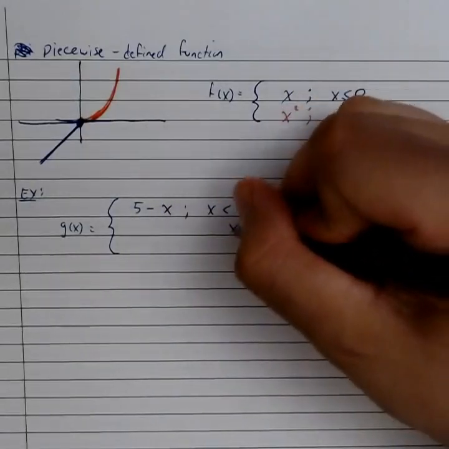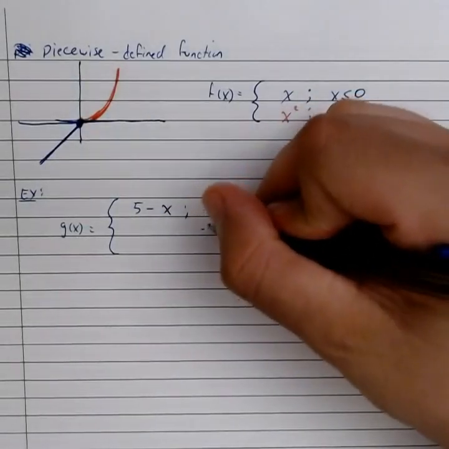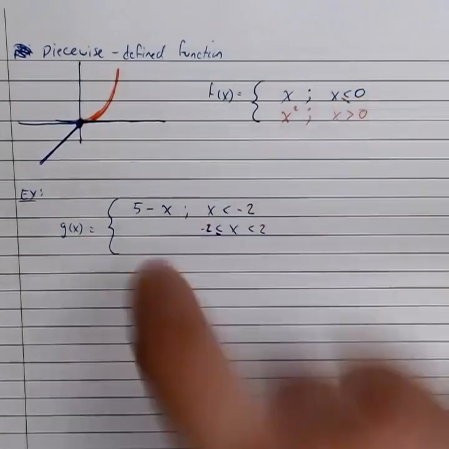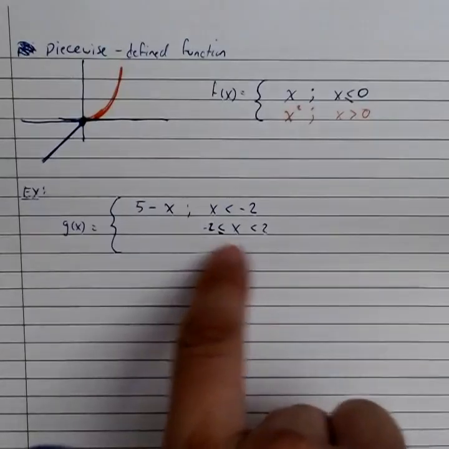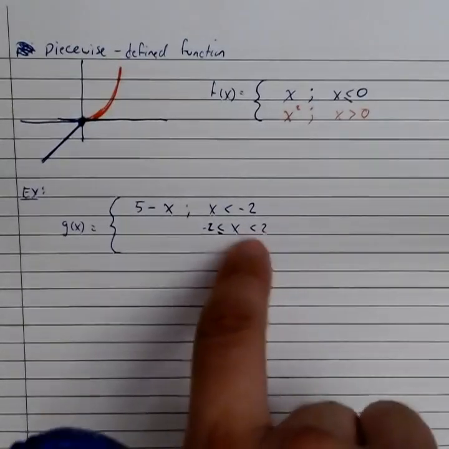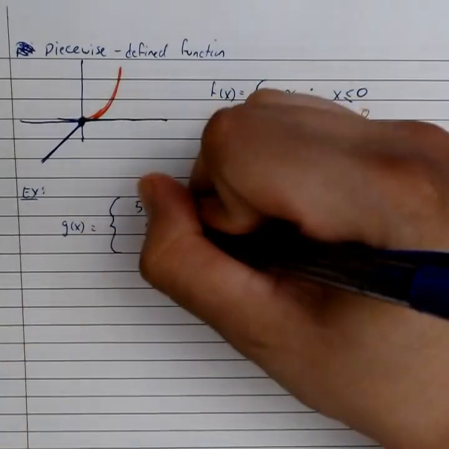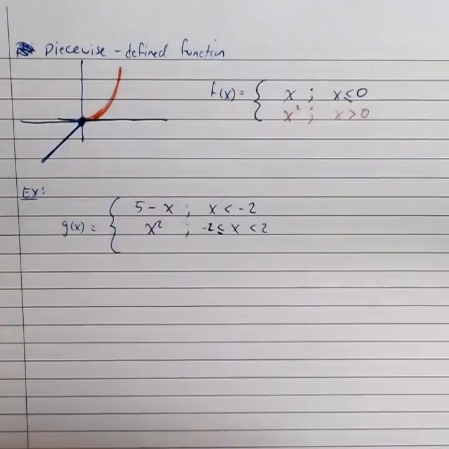Okay. All right, but what if x is not less than negative 2? Well, if x is between negative 2 and positive 2, I want to go ahead and include negative 2 as part of this piece, but I don't want to include the 2 as part of this piece. Then it's going to behave like a parabola. Let's say x squared.